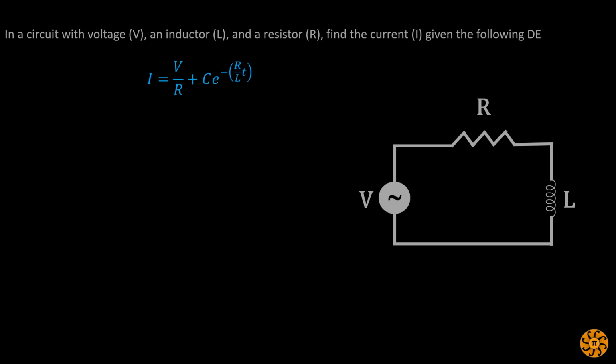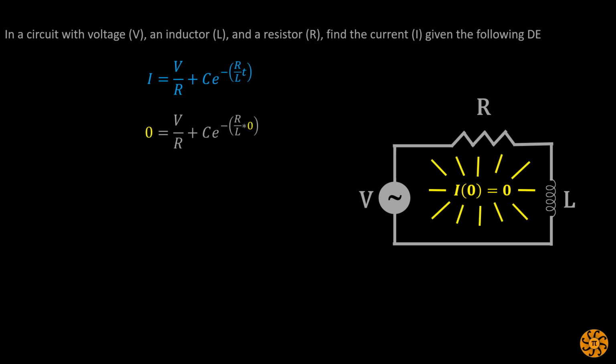A general solution is a solution that includes arbitrary constants, such as C. If we want a particular solution, which is one without arbitrary constants, we need an initial condition. Let's say that at time equals 0, the current equals 0. This allows us to plug in 0 for I and t, and the exponent becomes 0. e to the 0th power equals 1, and we are left with C equals negative V over R.